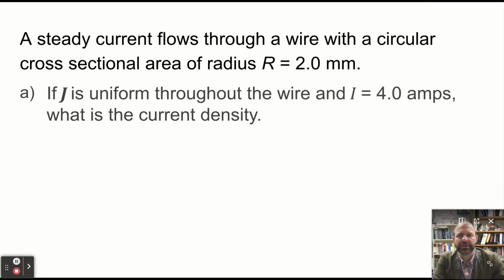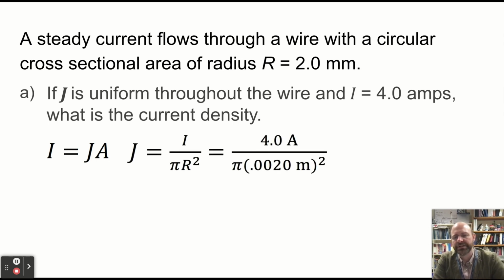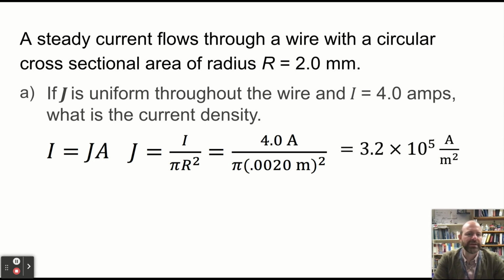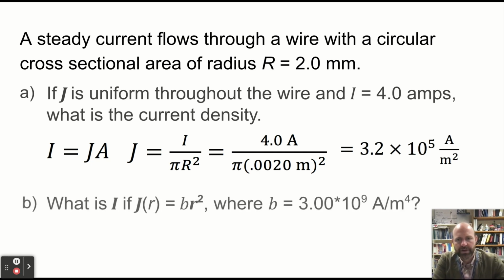Another calculation we can do: a steady current flows through a wire with a circular cross-section of radius 2 millimeters. J is uniform throughout the wire, and 4 amps is the current. If we're dealing with something constant where we don't need to do that integral, we can just say that current is current density times area. It's a pretty straightforward calculation. You can find that the current density is 3.2 times 10 to the 5th amps per meter squared.